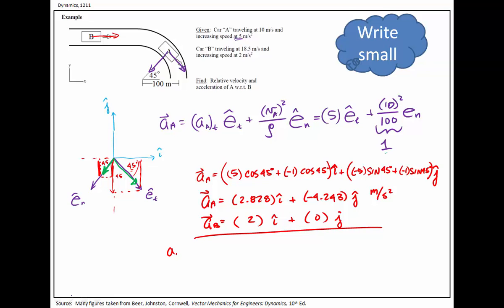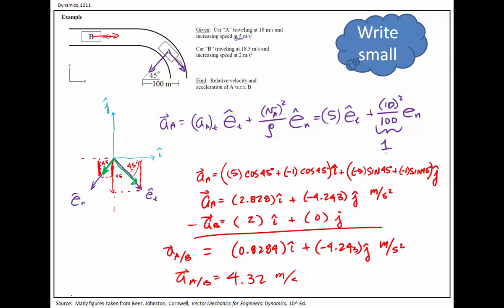And I have my acceleration of A with respect to B is simply these two vectors subtracted from each other. So that's going to be 0.8284 i plus negative 4.24 j meters per second. I guess there should be a 3 in there. Meters per second squared. And were I to want to get it into magnitude and direction, I would find that it was 4.32 meters per second squared. And also, I could get the angle. It ends up being like 79.0 degrees.